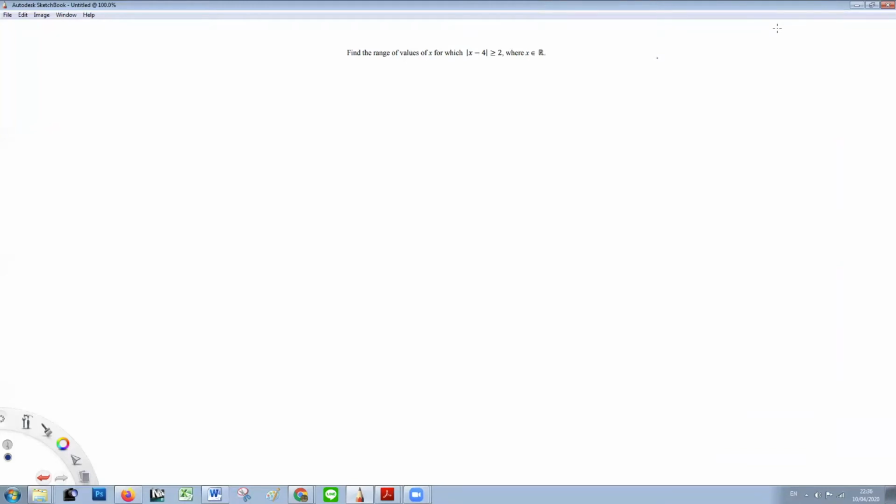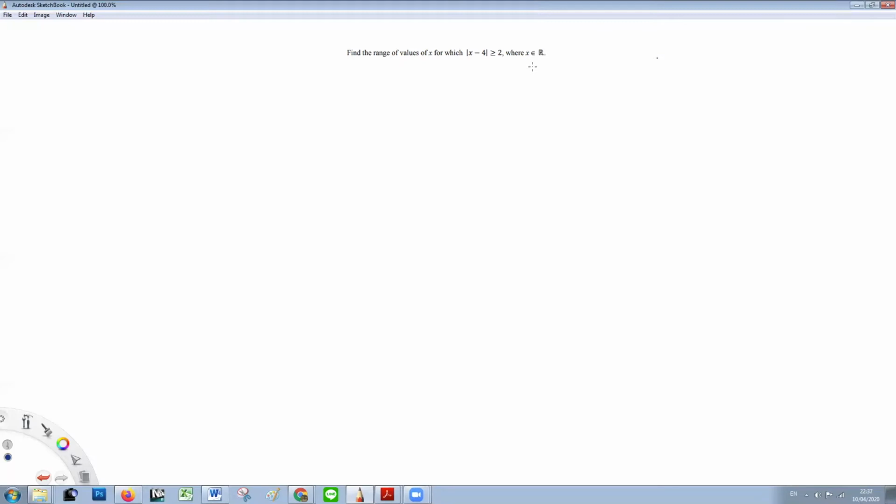So with that in mind, here we have a question: find the range of values of x for which the absolute value is greater than or equal to 2, where x is a real number. So it could be an integer, it could be a natural number, 1, 2, 3, 4, 5, 6, or it could even be a fraction, but not something like the square root of 2. That would be a non-real number or an irrational number.